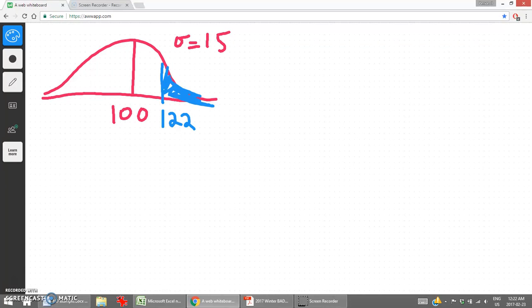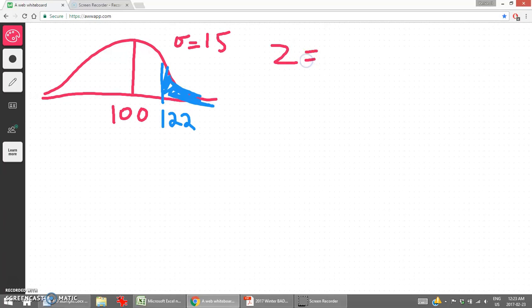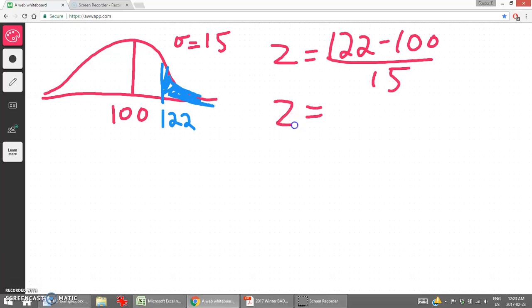Area for a normal distribution is similar to the probability. So when it's asking for area, it's asking for the probability. Let's change back to this color. We can calculate a Z value. We have the x, 122, minus the mean, 100, divided by the standard deviation of 15. So our Z value is going to be 1.47.